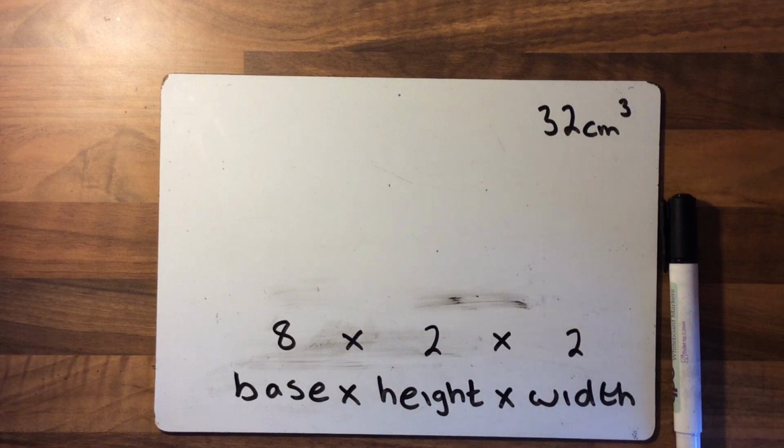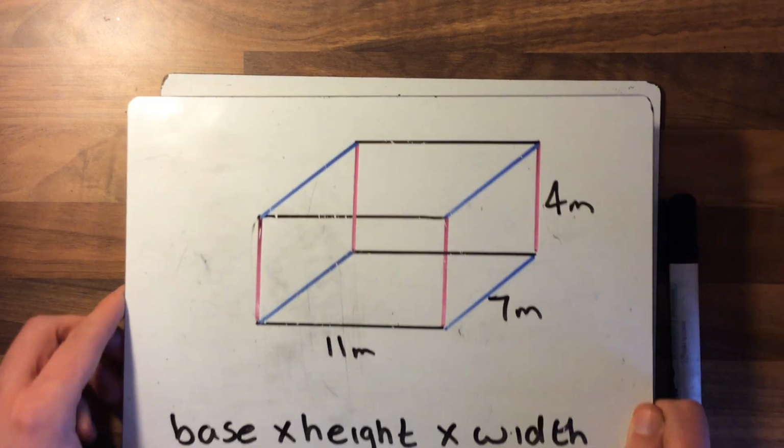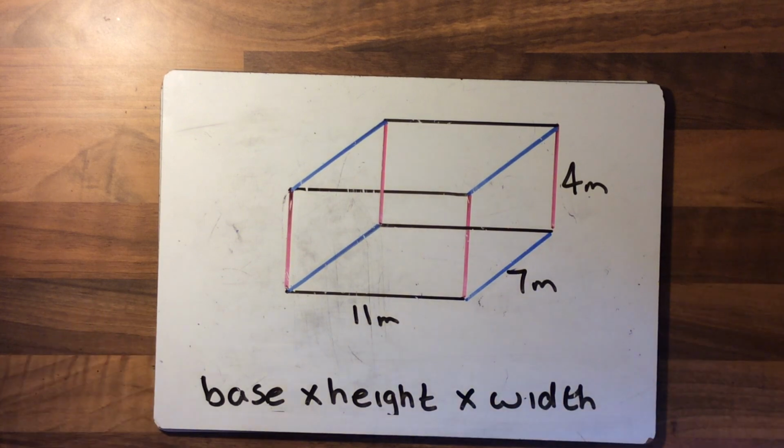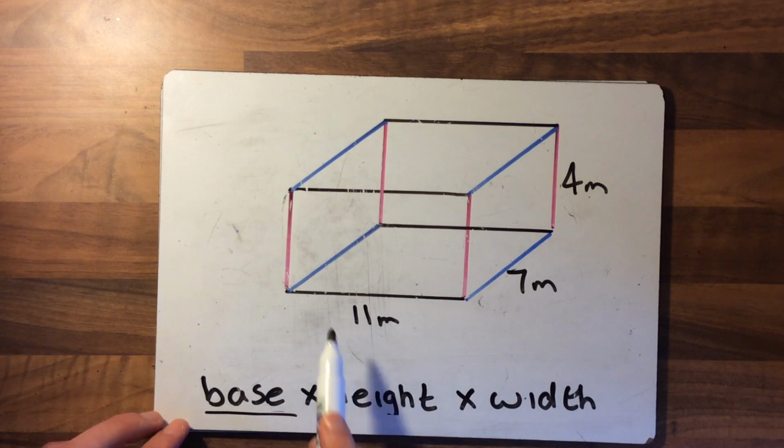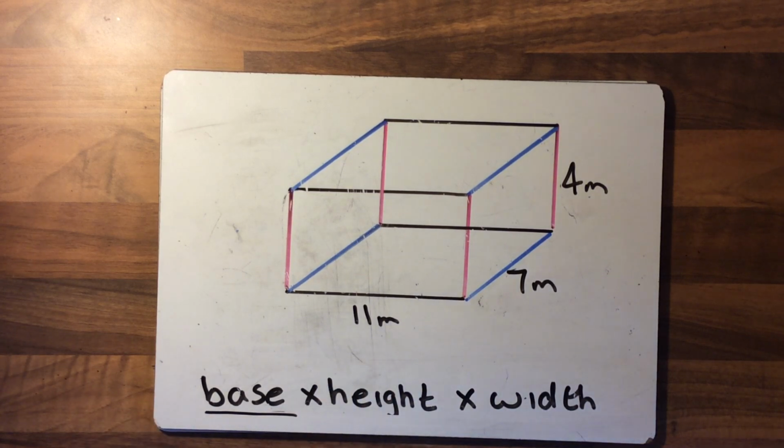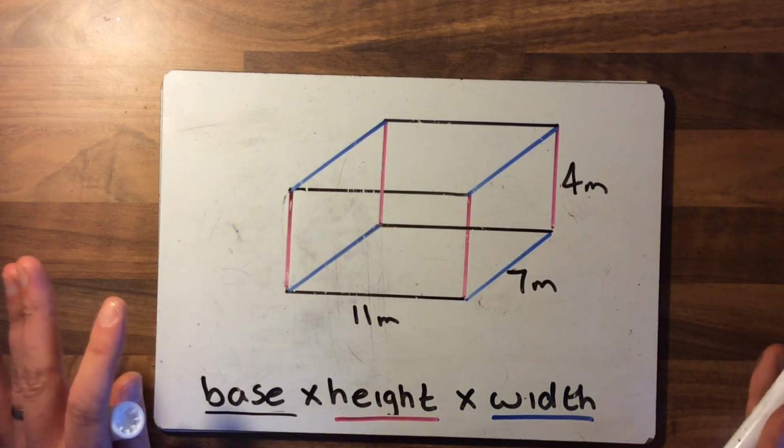So let's have a look at another one. So if we look at this, I've used 3 different colours. The base, all 4 of those lines that you can see in black, they are all the base. The height, you can see they're all in pink, and the width, they are all in blue. Now, you just need to do the base times by the height times by the width. Now, the other difference with today's lesson from the previous one is the numbers we're going to use today are just slightly trickier. But we know how to multiply numbers together.